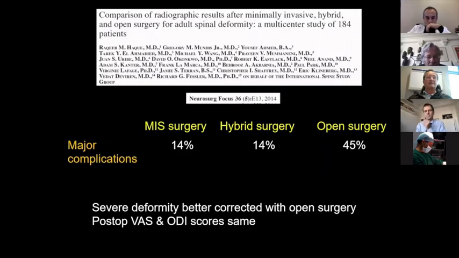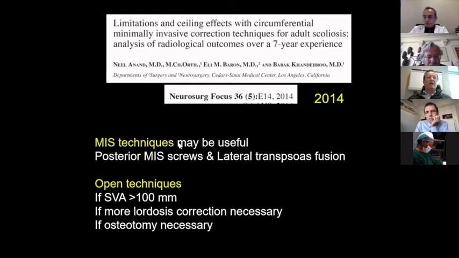and this publication from 2014 is saying that major complications with open surgery are about 45%. However, with MIS surgery, it was reduced to 14%. MIS techniques may be useful for posterior MIS screws and lateral transpsoas fusion. However, if SVA is more than 100 millimeters, if more lordosis correction is necessary, and if osteotomy is necessary, many spine surgeons do not apply MIS techniques. It is necessary to do open surgery.